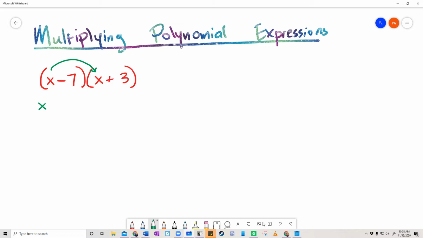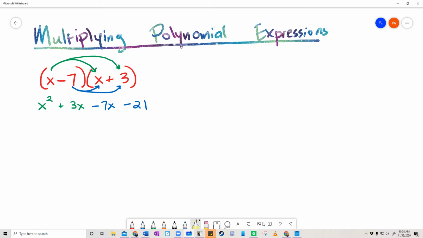So I want to multiply each term in the first set of parentheses by each other term in the second set of parentheses. So the first thing I do is x times x is x to the second power. X times a positive 3 is a positive 3x. And then I go ahead and distribute the minus 7. Negative 7 times x is minus 7x. Negative 7 times 3 is negative 21.